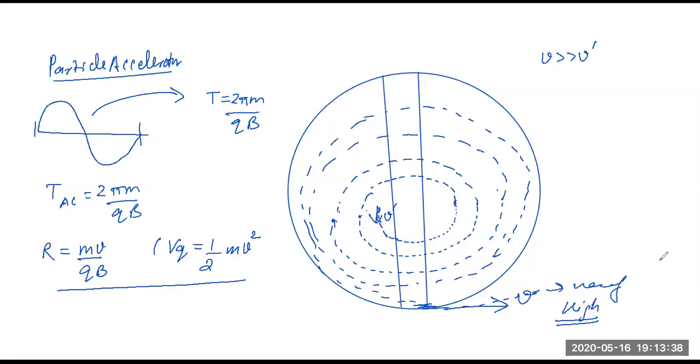Was there any other device? No, I think. Is there any other device? I think there wasn't. Let's see what is there. Okay, we call it the cyclotron. The particle accelerator, we call it the cyclotron.